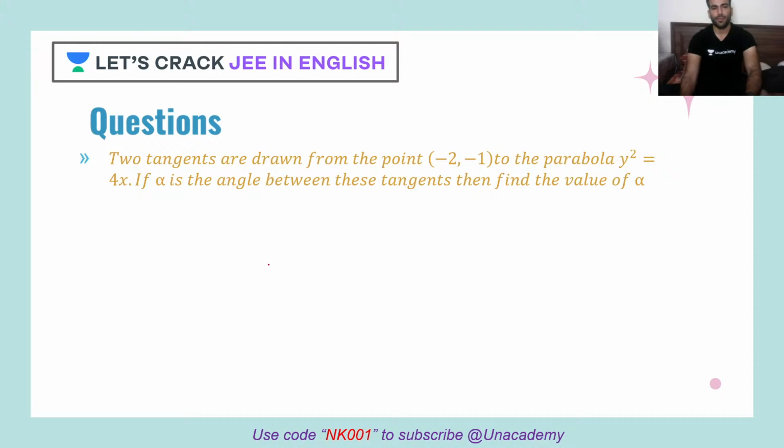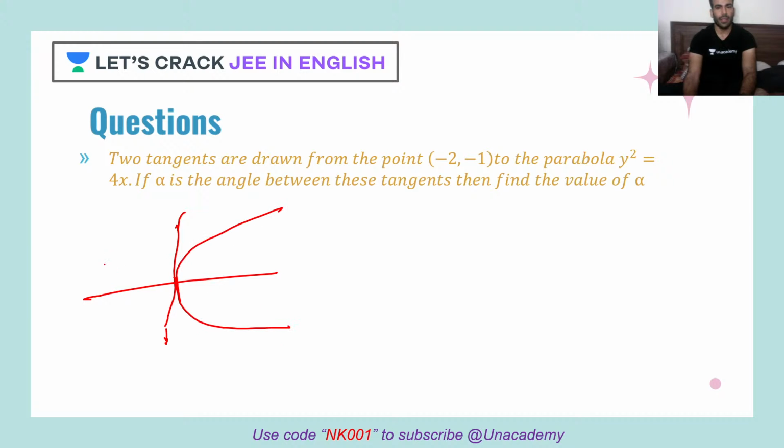Someone has drawn two tangents to this standard parabola y square is equal to 4x, and he is drawing the tangents from (-2, -1). So somewhere here, from this point, he is drawing two tangents. And this guy says, find the angle between these tangents.